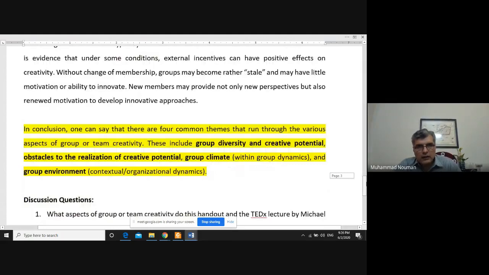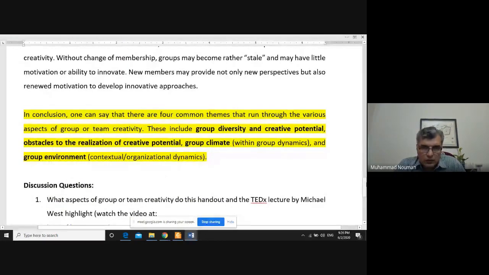So, in conclusion, the handout focuses on four key points or four key dimensions of group or team creativity, and they are suggested to be the four common themes. Obviously, in the book from which this handout is derived, there's much more detail, but just to conclude in terms of some of the key dimensions of group creativity or team creativity, four common themes are highlighted.